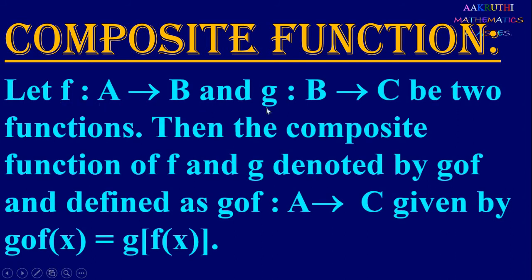Let f from A to B and g from B to C be two functions. Then the composite function of f and g, denoted by g composite f, is defined as g composite f from A to C, given by g composite f of x equal to g of f of x. So this is the definition of composite function. So g composite f of x is g of f of x.